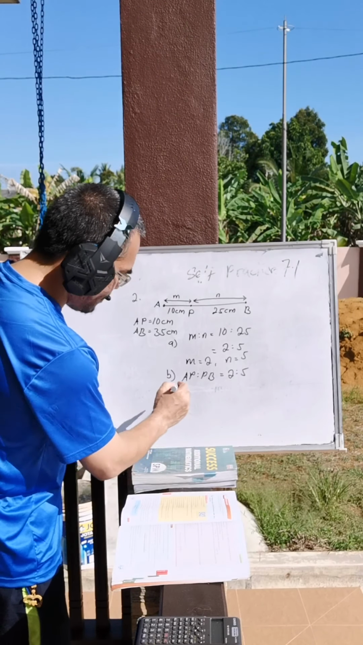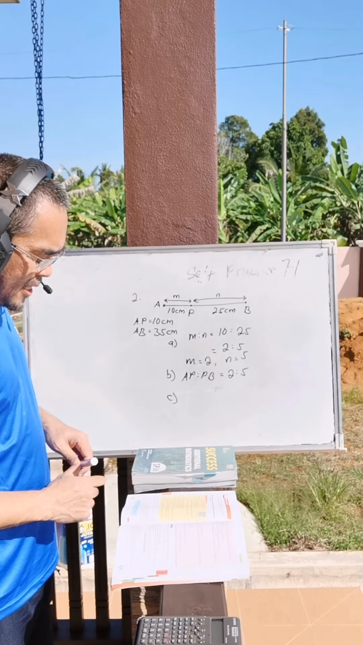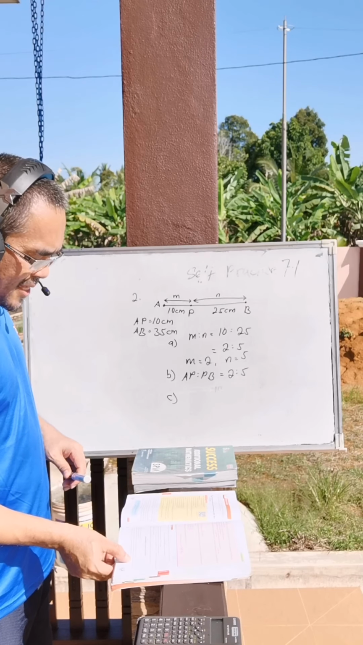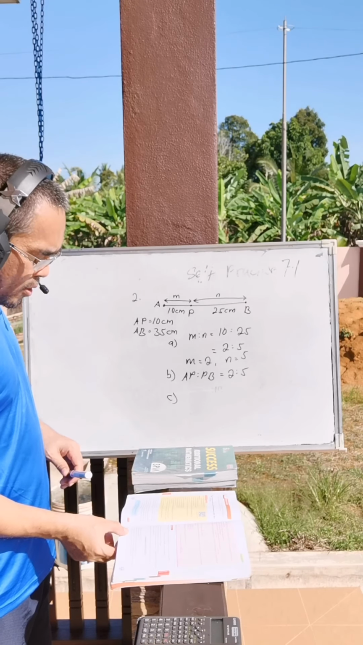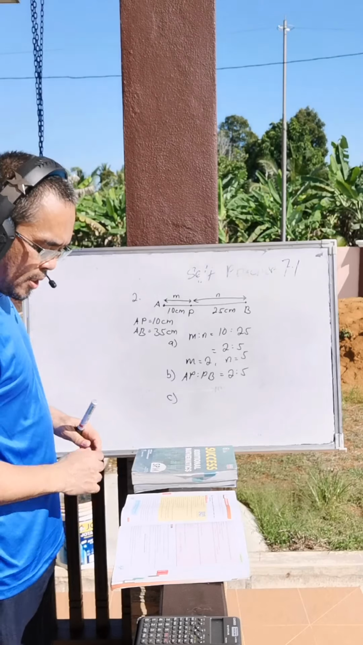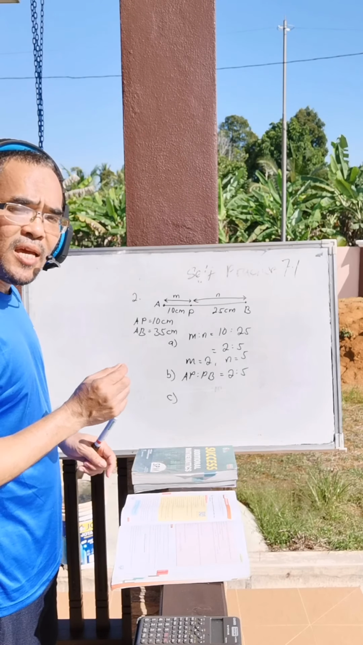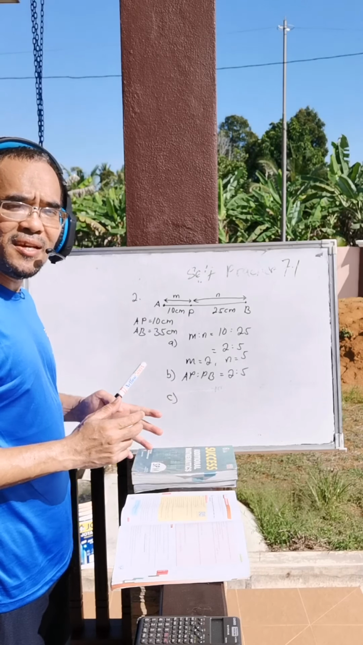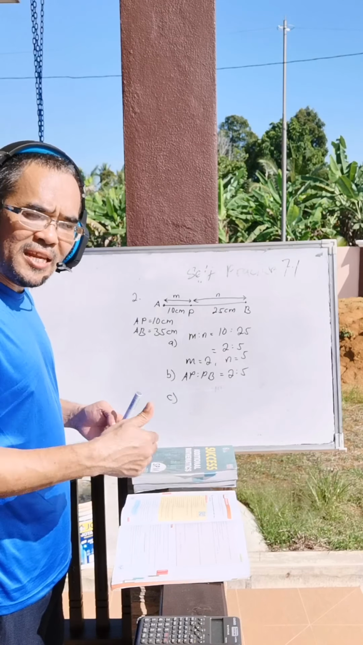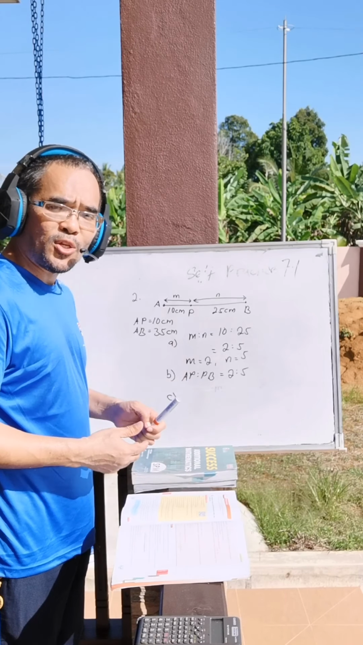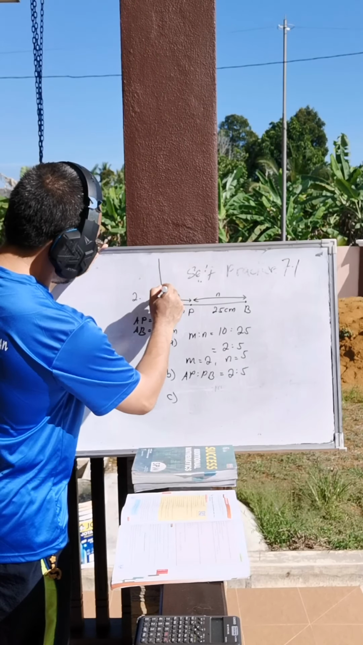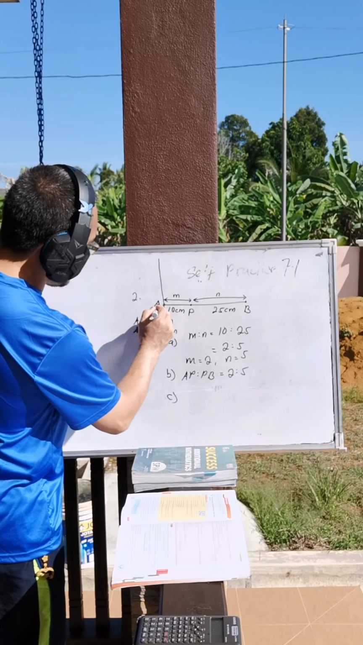And let's continue with C. If the rope is placed on the x-axis of the Cartesian plane such that A is the origin and the coordinate of B is (21, 0), determine the coordinates of P. So A is the origin. It means the position of A will be (0, 0).